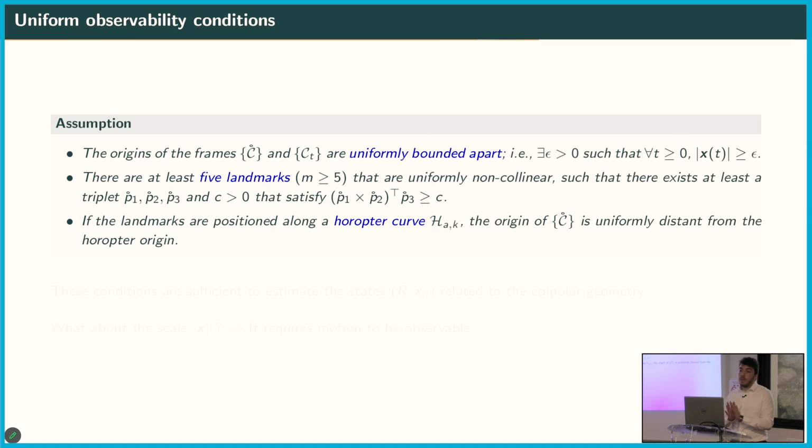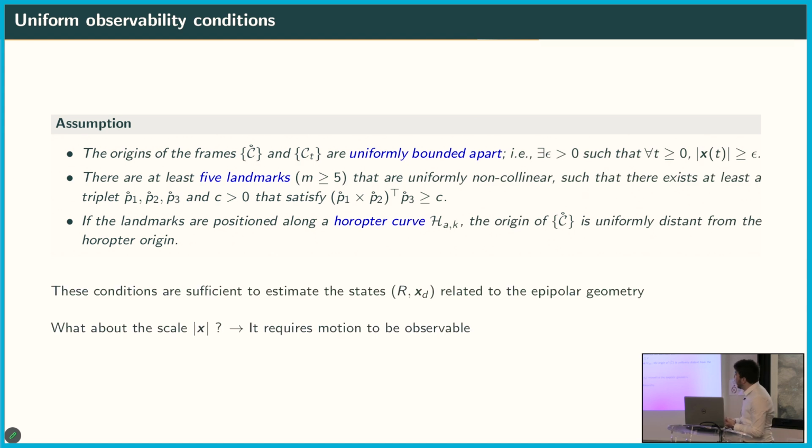We end up with two sets of assumptions. If these are satisfied, I need to have at least 5 landmarks, and they need to be distributed in a certain way. I can't have them, for example, positioned on a horopter curve with the origin of the camera lying at the origin of this horopter. So we have different conditions on how these points have to be laid out. If these conditions are satisfied, then we can recover the states related to the epipolar geometry, which are the direction of the position and the orientation.